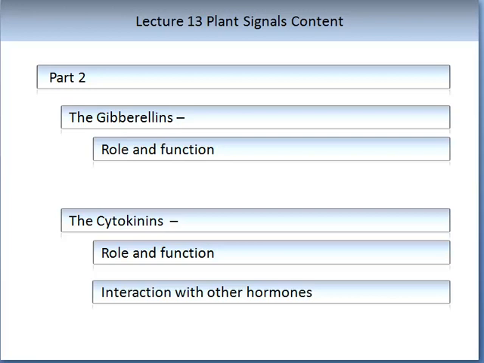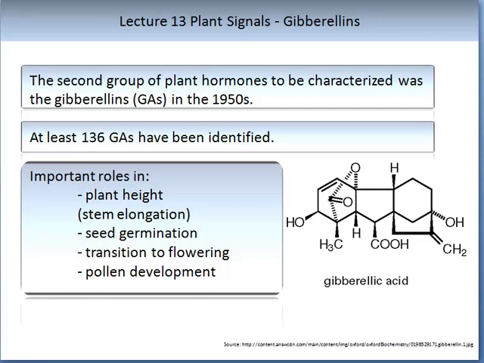After auxins, gibberellins were the second group of plant hormones to be characterized, and this occurred in the 1950s. The illustration on your slide is a chemical composition of gibberellic acid. At least 136 gibberellins have been identified to date. They have important roles in plant height and stem elongation, seed germination, the transition to flowering, and pollen development.